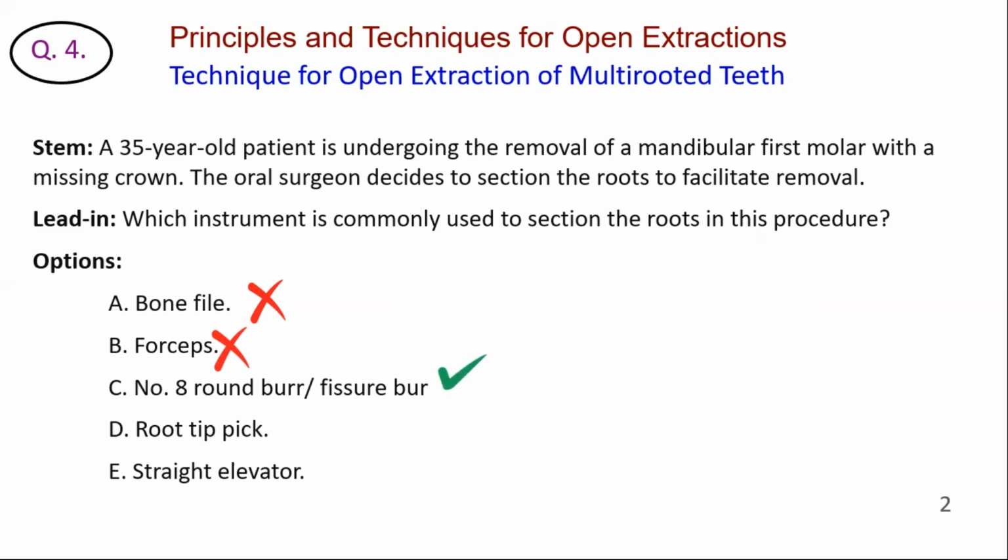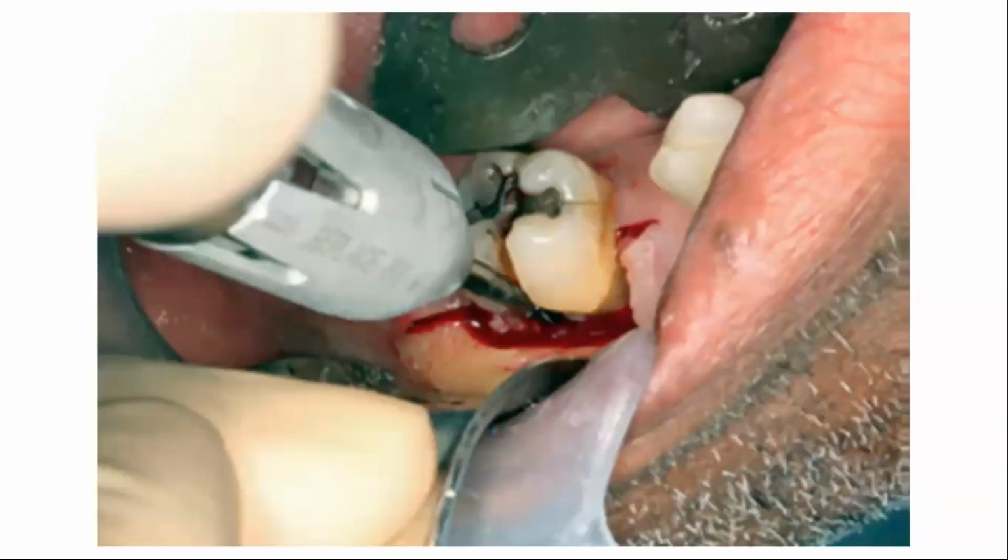Number 8, round burr or fisher burr is used. This is the correct option. Here you can appreciate the surgical handpiece with a fisher burr used to section the tooth into mesial and distal halves, allowing each root to independently be removed.